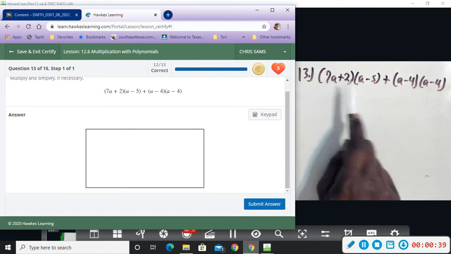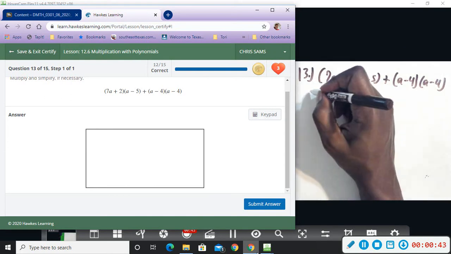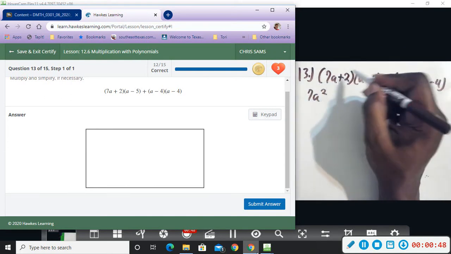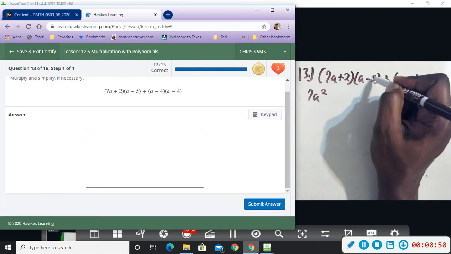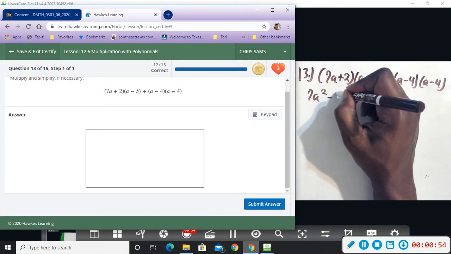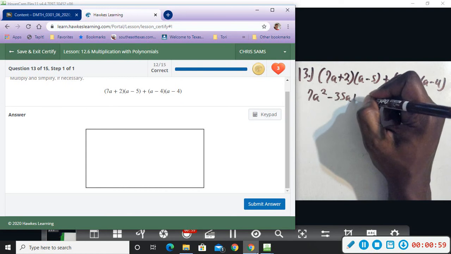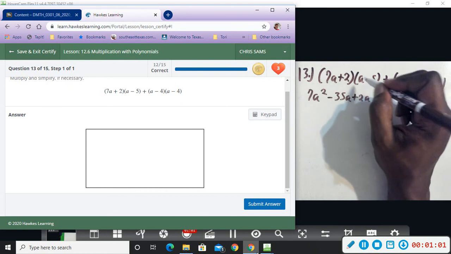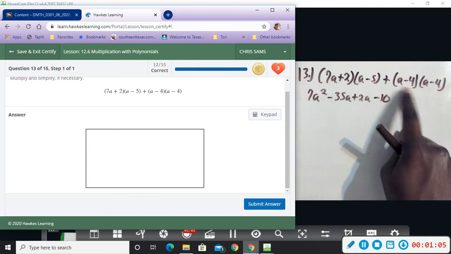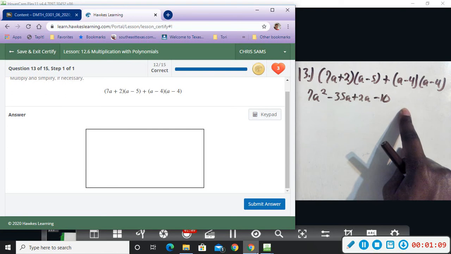Okay, so we're going to distribute. So we get 7a squared. And then negative 35, we'll multiply 7 and negative 5, negative 35a, plus 2a, minus 10. Now it says to add this one, so we don't have to change signs.